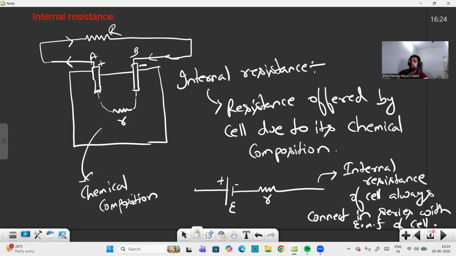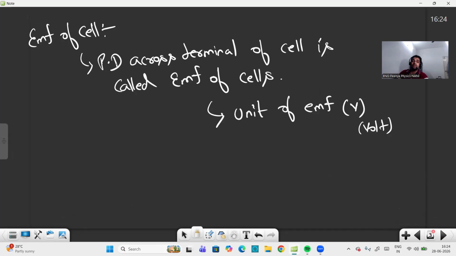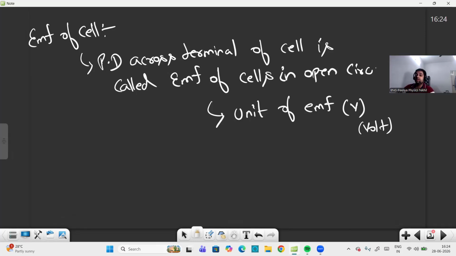Now I will try to make you understand the definition of the EMF of a cell here. Potential difference across terminals of a cell is called the EMF of a cell in open circuit. If you have not written this, then write down "in open circuit". So I had missed that. You should add that potential difference across terminals of a cell is called EMF of a cell in open circuit.